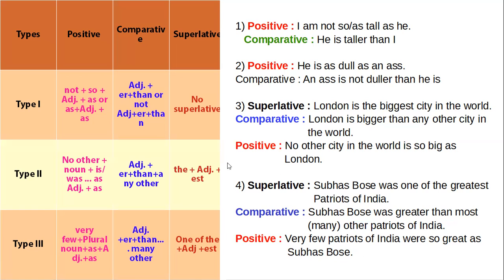So students, by seeing the structure, you can easily understand the sentence. First you have to identify what type of degree it is, whether it is positive or comparative or superlative. Then we have to identify whether it is the first type or second type or third type. Then you have to change the sentence into comparative or superlative or positive.